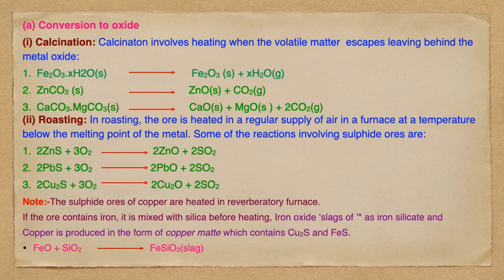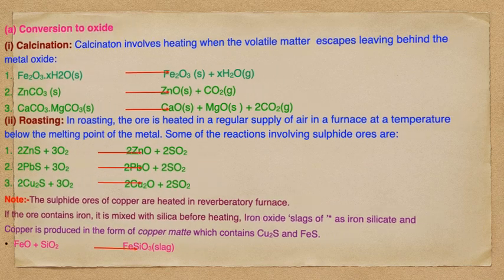Very important question, what is a flux? Flux may be acidic or basic depending upon the impurity. If the impurity is acidic, flux is basic. If impurity is basic, flux is acidic, and flux combines with the impurity and forms the slag.